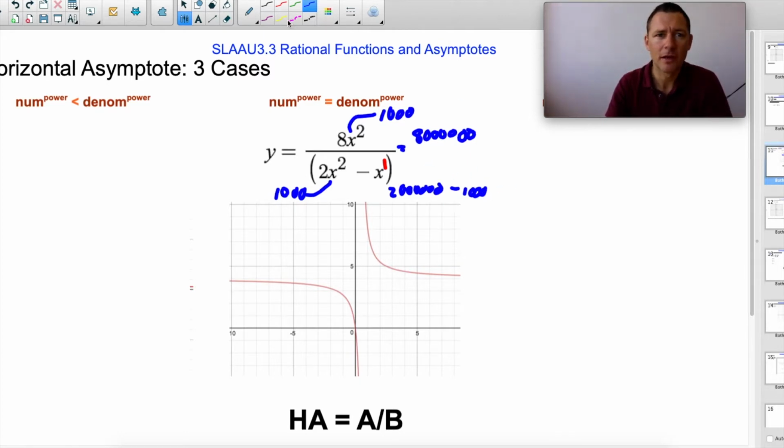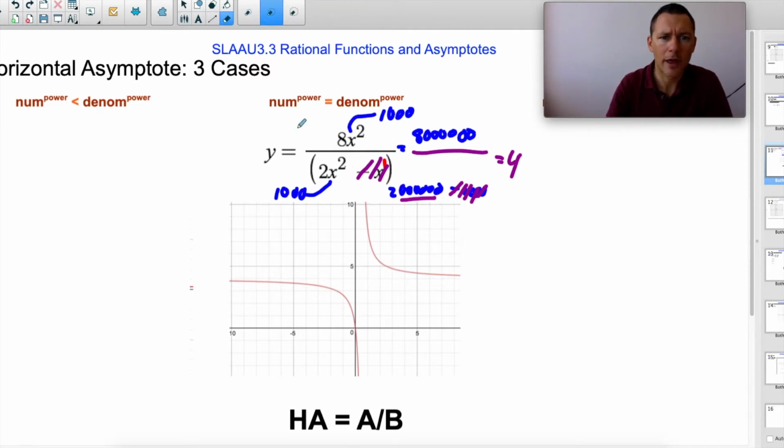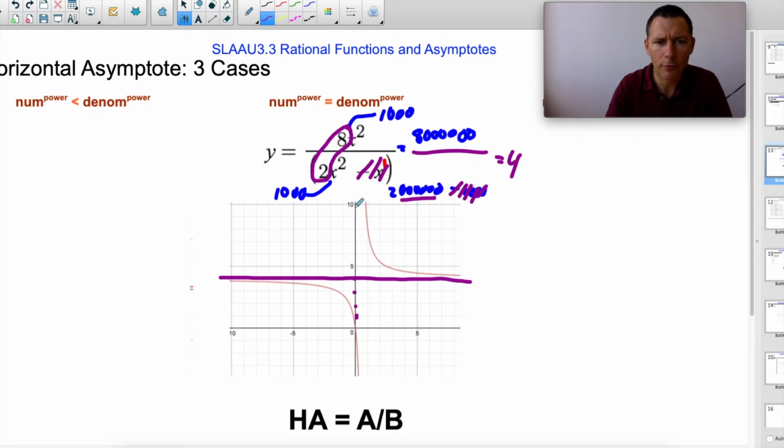So essentially, this piece becomes negligible because the power is smaller than this, and the x squared will outpace this 1,000. So the 1,000 becomes negligible, and the ratio between 8 million and 2 million is the ratio of 8 to 2, which is 4, right? So essentially, the asymptote happens, if these are the same power, when these are equal, right? So you see that happen at 1, 2, 3, 4.